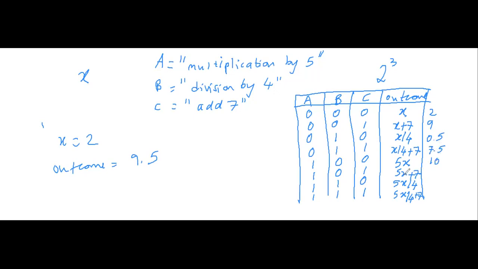Here we get 17. Here we get 5 times 2, 10 divided by 4, we get 2.5. And the last one is 5 times 2, 10 divided by 4, you get 2.5 plus 7, so you get 9.5. So in that way, you have got all possible combinations you can have if your starting value was 2.